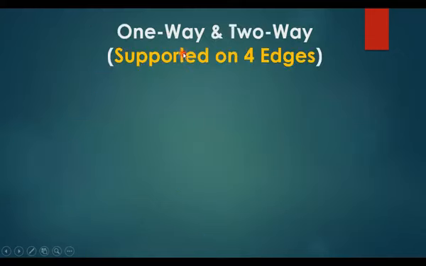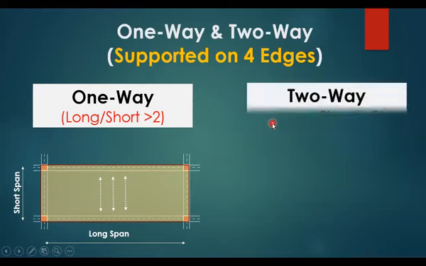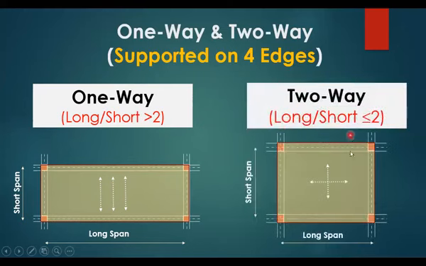Now, if you have a slab supported on 4 edges, how do you classify if this is one-way or two-way? This is easy. If the long span divided by the short span is greater than 2, this will be classified as a one-way slab and the loads will go in the short direction of the slab. However, if the long span divided by the short span is less than or equal to 2, this one will be classified as a two-way slab and the loads will go in both directions and we design for steel reinforcement in both directions.